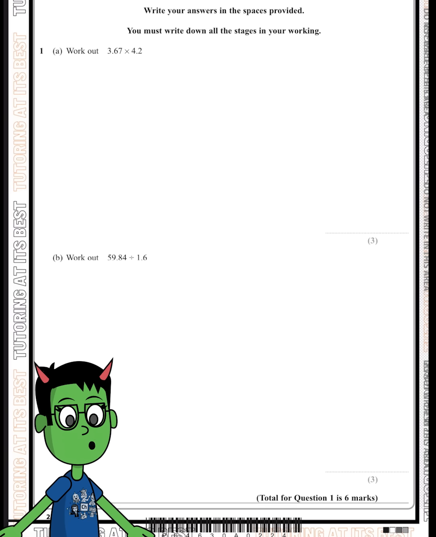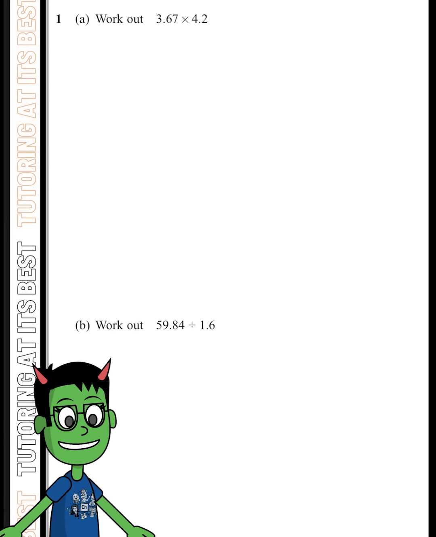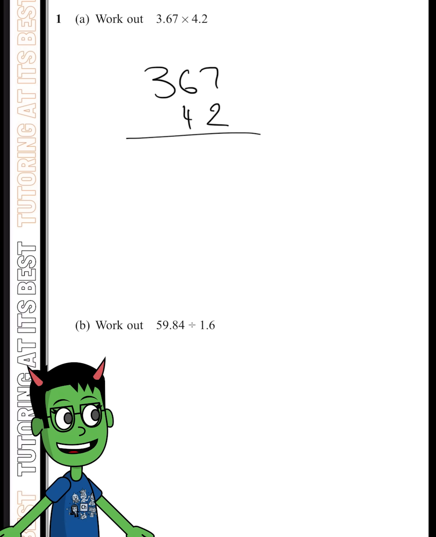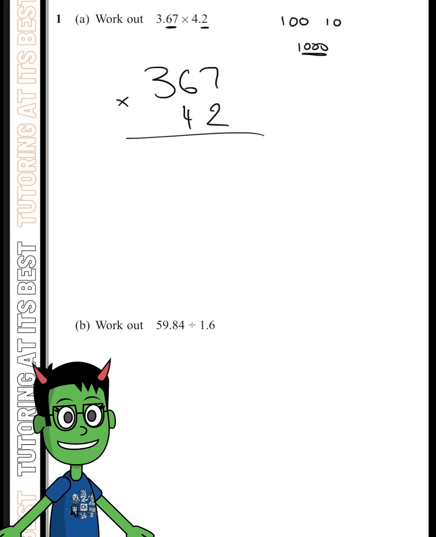Question number 1. So when we're faced with multiplying decimals, the first thing I would do is simply eliminate all of the decimal points, which means we'd have 367 multiplied by 42. But always remember how many spaces they take. In this case, we're multiplying 3.67 by 100 and 4.2 by 10. So 100 times 10 would give us 3 positions, so that's 1,000. Keep that in mind. Okay, so let's go ahead and multiply this out.